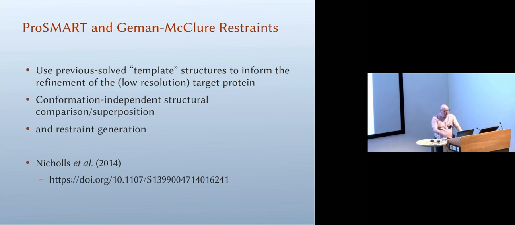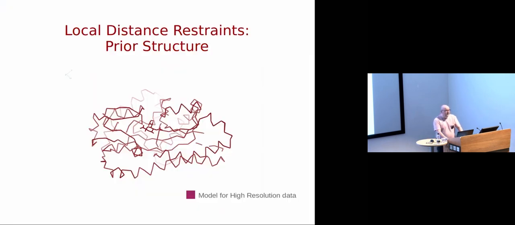Right, moving on to considerations of refinement. So Rob Nicholls and Garib some time ago worked on this idea where one could use previously solved template structures to provide structural information that helps stabilize low-resolution refinement. And it is the restraint generation part of ProSMART that we will be considering.